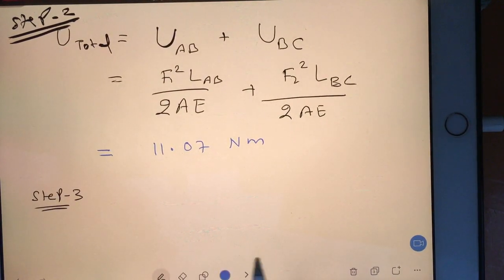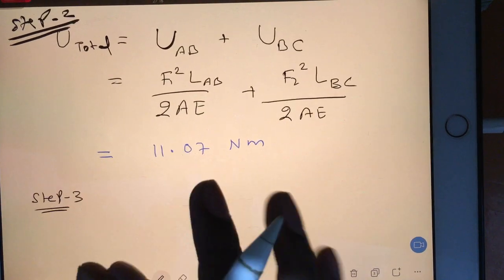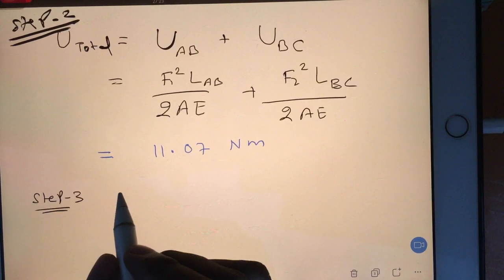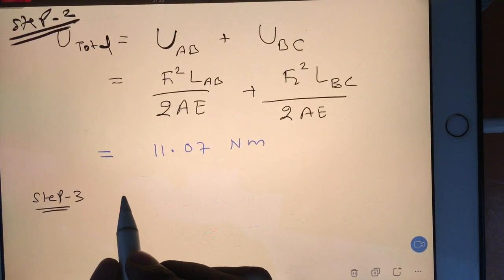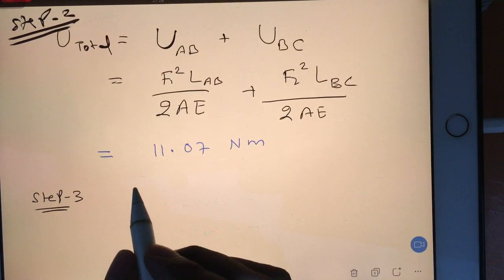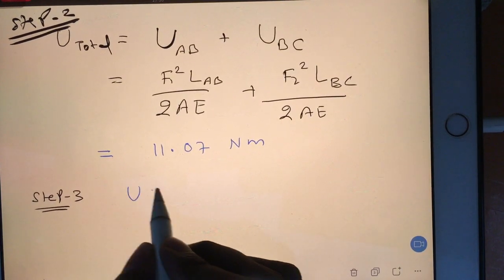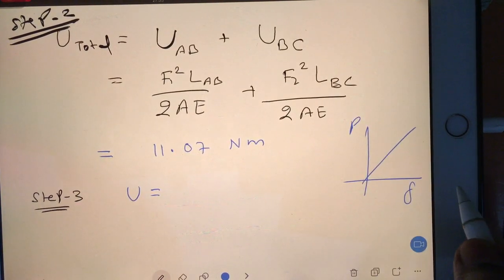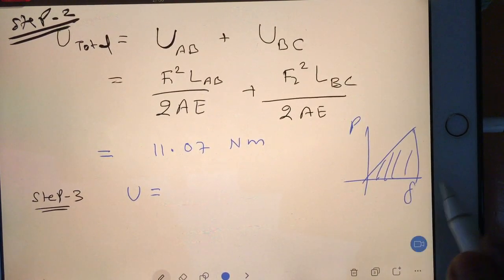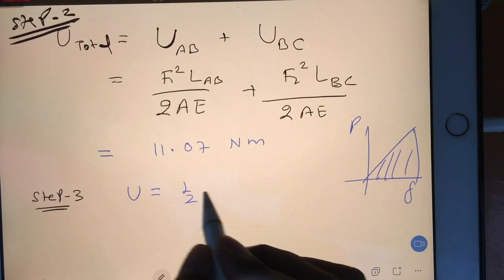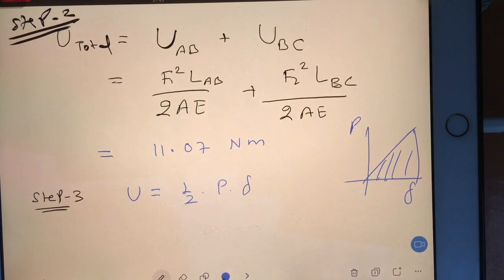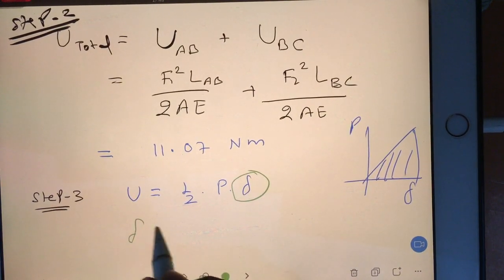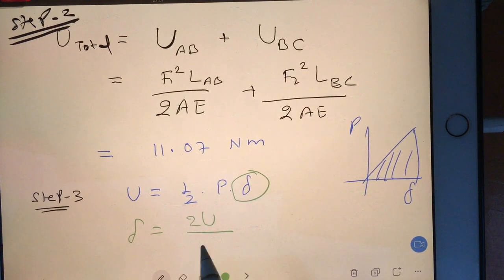Then in step 3 what are you going to do? We know the total energy now. If you remember the very basic, fundamental formula of strain energy, when we discussed in the class, I gave you the curve like this, with load like this and del like this, and I said the area under this, it was nothing but half into load into deflection. So by using this formula you can find your deflection. Your deflection is nothing but 2U by P.